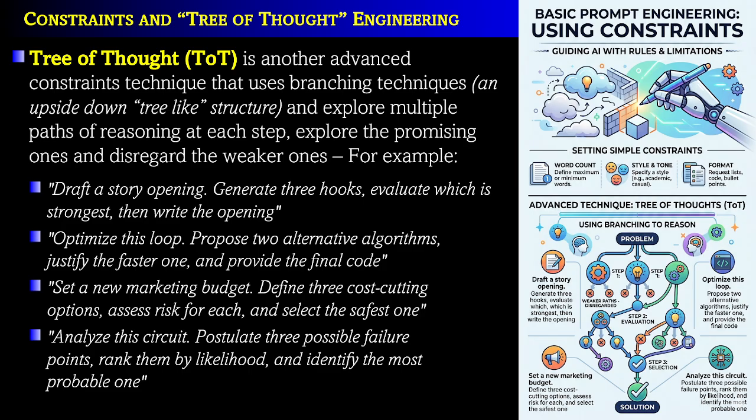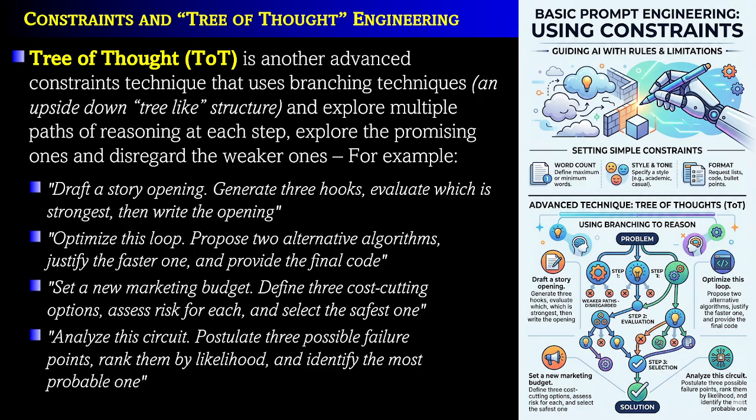So we're going to ask AI to explore multiple paths of reasoning, and at each step, explore the promising ones and disregard the weaker ones. Let's look at some examples. Draft a story opening. Generate 3 hooks, evaluate which is the strongest, and then write the opening. Optimize this loop. Propose 2 alternative algorithms. Justify the faster one and provide the final code.